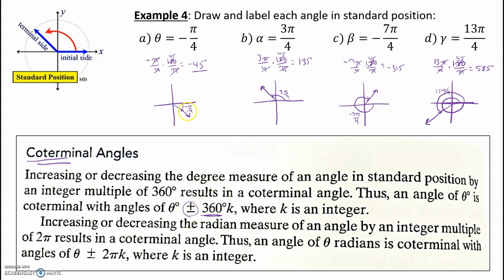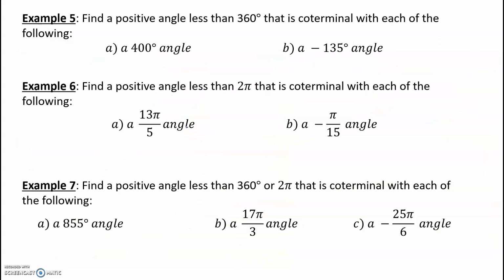Like this one is negative 45 degrees, right? You can make another lap around. It's going to end here, and another lap around, it's going to end here. So you can keep adding 360 or subtracting it. If you're talking in terms of radians, one rotation is 2 pi. So again, you can keep adding 2 pi or subtracting 2 pi, and all those will be coterminal angles.